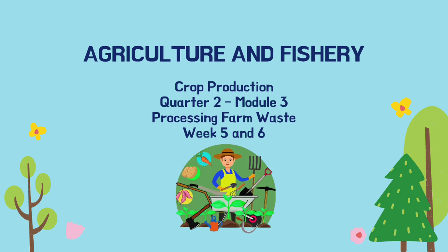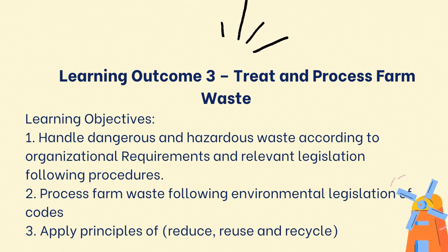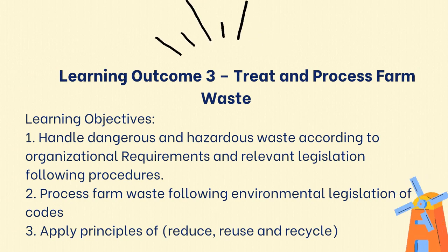Now we will continue with learning outcome number 3. Start! This is the learning outcome number 3. Treat and process farm waste. In this learning outcome, you are expected to learn how to handle dangerous and hazardous waste according to organizational requirements and relevant legislation following procedures.